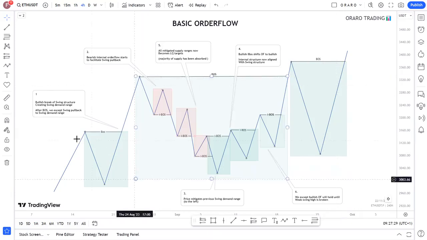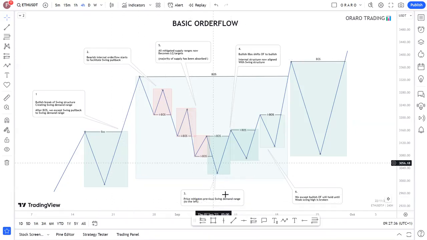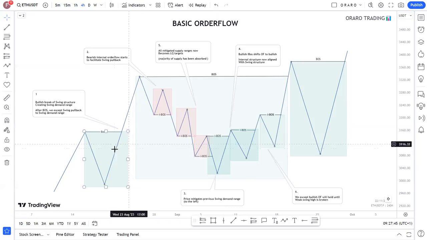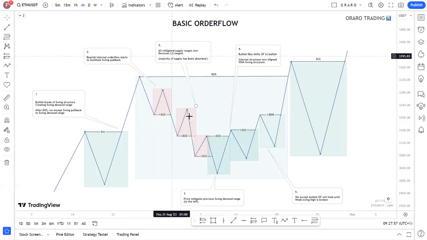You understand? So first step, after a break, facilitate the pullback, mitigate this demand range. After mitigating it, bullish order flow, and order flow now switches bullish. Internal structure and the swing structure are aligned together, like they are now working together. Since the internal and the swing are bullish, they work together until the price takes out this one. So now all the mitigated supply ranges become liquidity targets. They now become reaction points for the continuation of the move.